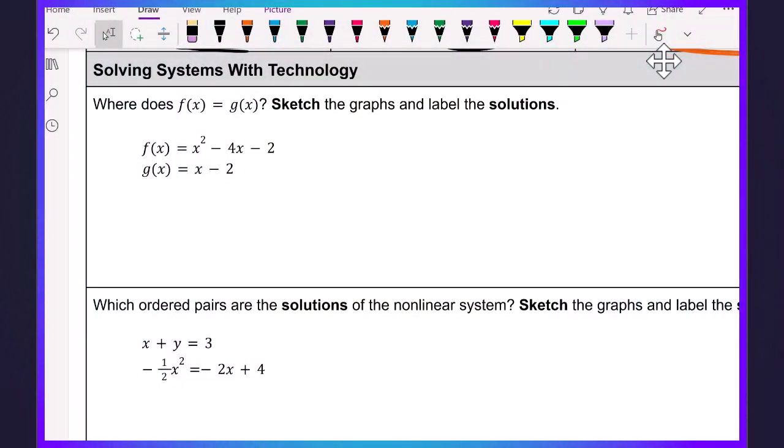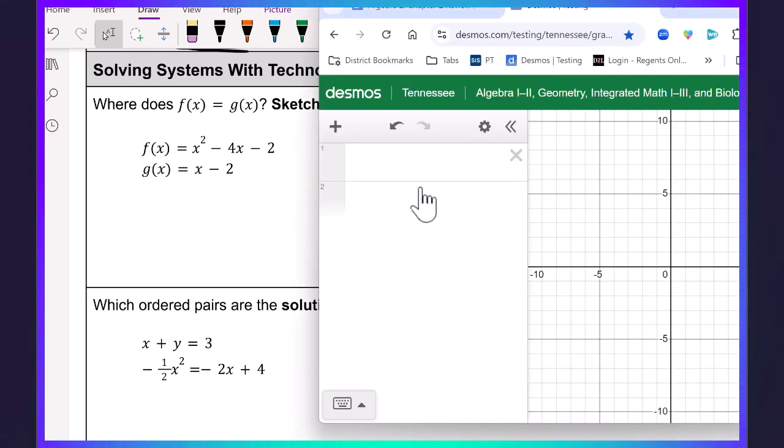All right, so what are we going to do when it asks us to solve or to find out where f of x equals g of x and we don't have a graph? We're going to use technology, okay? Technology is by far the fastest, quickest way to do this. So we're going to type in each equation.